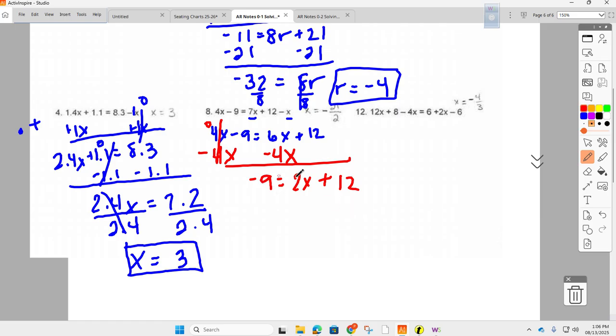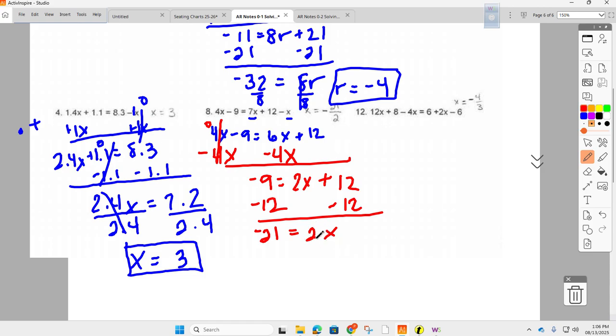So now it's negative 9 equals 2 times x plus 12. We're going to undo the plus 12. How do we undo the plus 12? Yes, minus 12 from both sides. So we have negative 41 equals 2x.